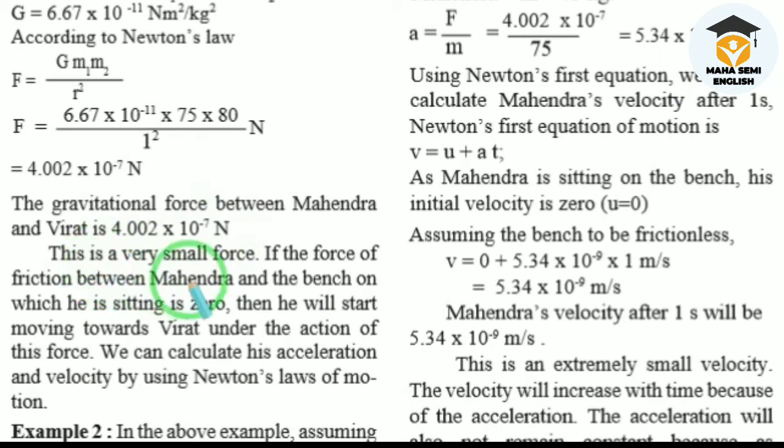But we know that this is a very small force. If the force of friction between Mahendra and the bench on which he is sitting is 0, then he will start moving towards Virat under the action of this force. We can calculate this acceleration and velocity by using Newton's laws of motion.